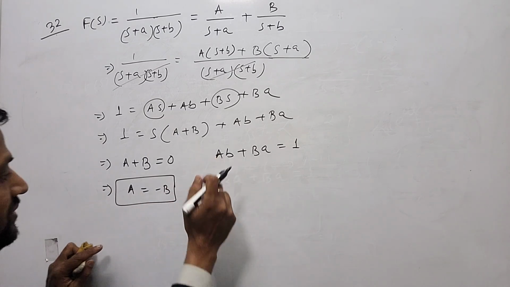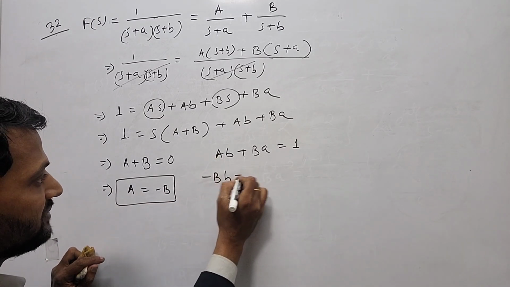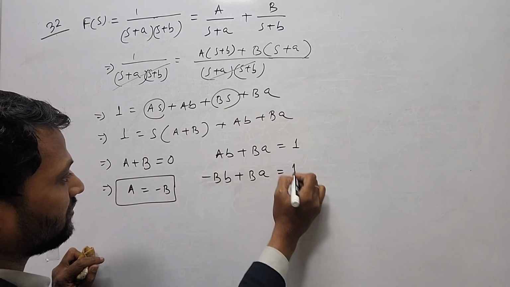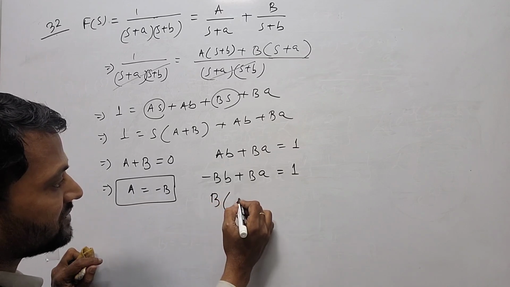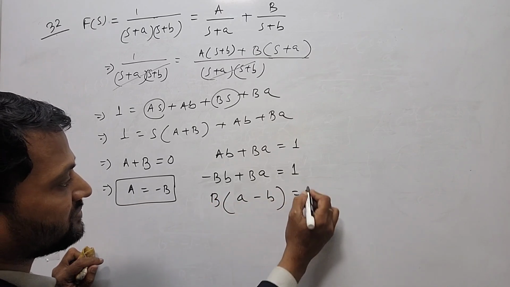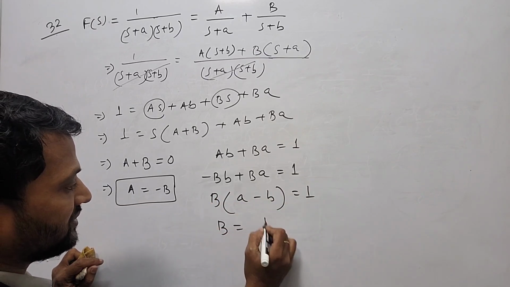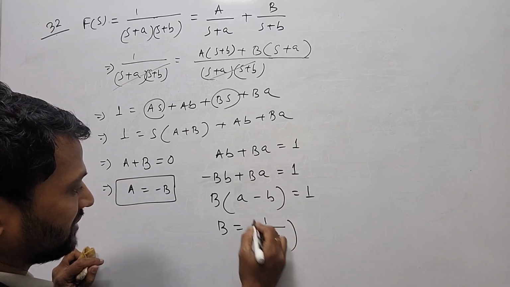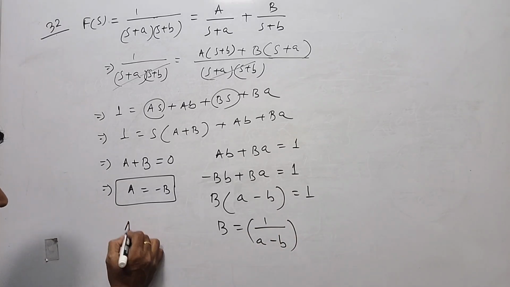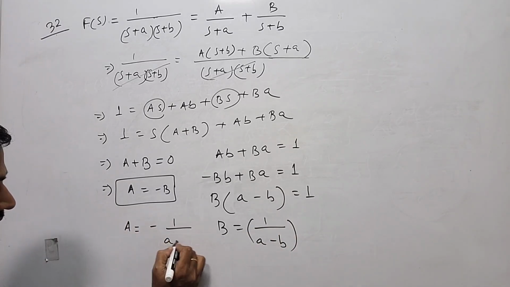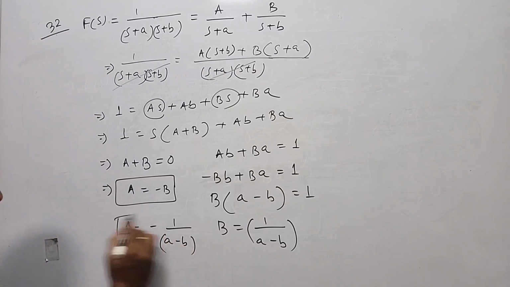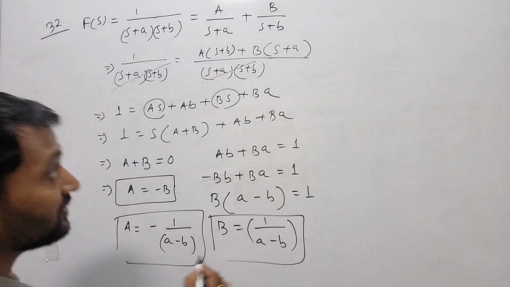So put in minus B. So minus Bb plus Ba is 1. So if I take B as common, it will be B(a minus b) is 1. So B is 1 by a minus b. Then A will be minus 1 by a minus b. So this is your A, and this is B.